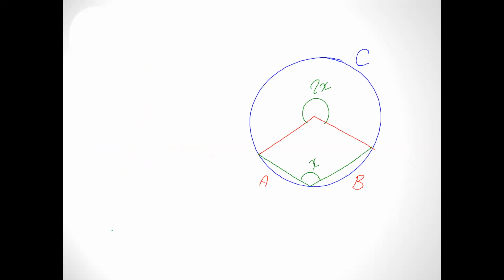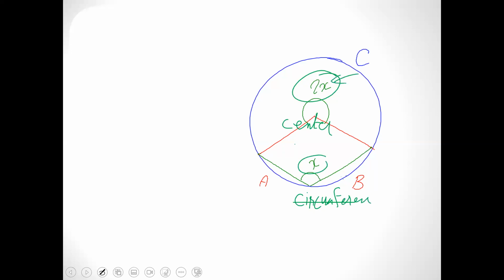This is another view, and this is the angle at the center, and this is the angle at the circumference. Now, this angle is doubled here, and you have to cross this line, and then you have to get this double angle. So this angle is always twice the angle at the circumference.